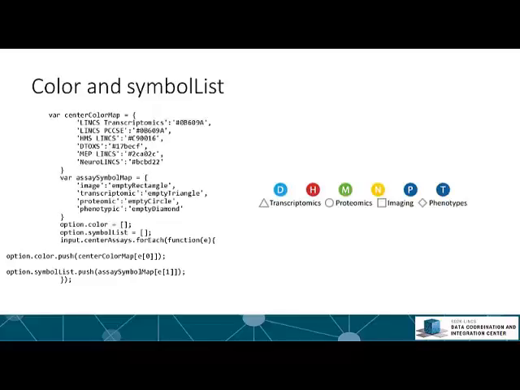The center color map and asset symbol map predefine a color for each center and a symbol for each asset class. The color and the symbol list options are both arrays of the same length as the input.center_asset, with color and symbol mapped to the predefined center and asset in the same order.